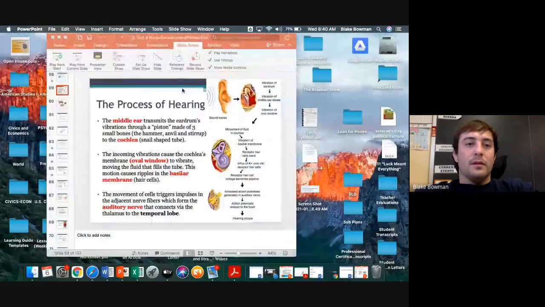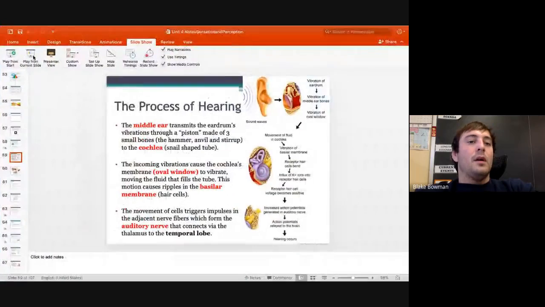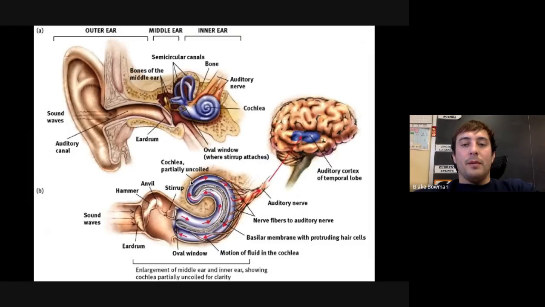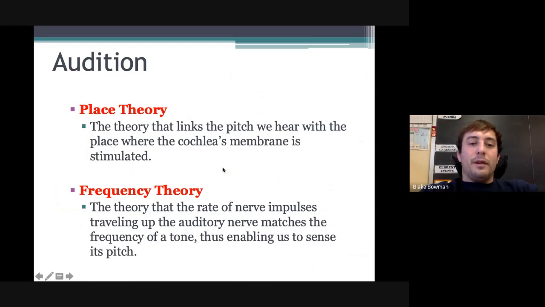So there it is. Okay. All right, so we just went over the anatomy of the ear, how that works with the perception of sound, and how it interacts with the temporal lobe, which we already talked about with the brain. All right, so place theory. This is a theory that links the pitch we hear with a place where the cochlear membrane is stimulated.